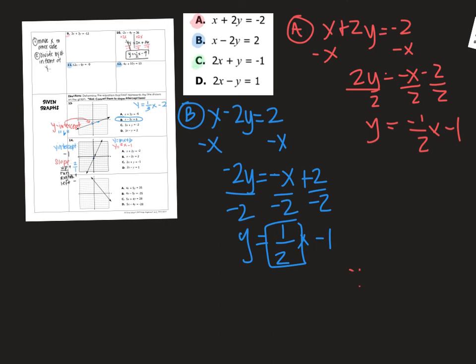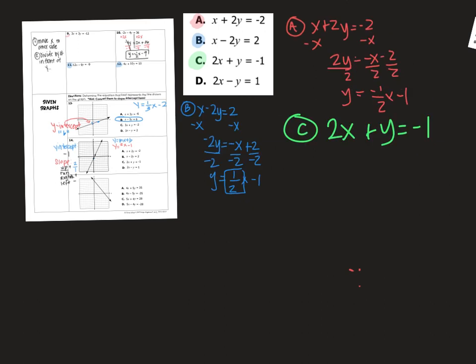Go ahead and do C, get y by itself. All right, so you'll subtract 2x from both sides. You're left with y equals negative 2x minus 1. And the reason why this does not work is because we want our 2 to be positive, not negative. So go ahead and get d by itself.